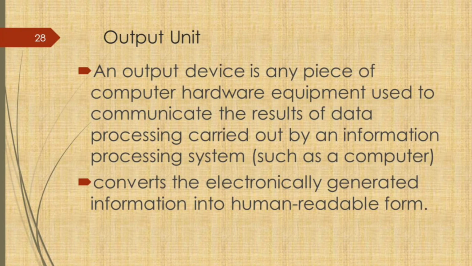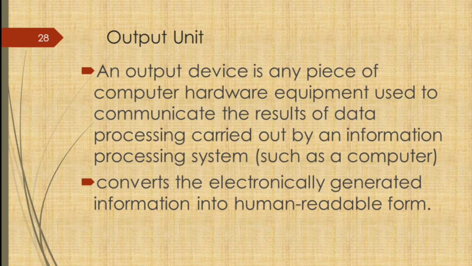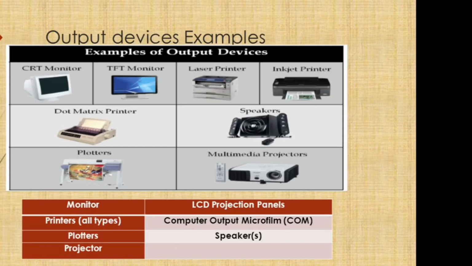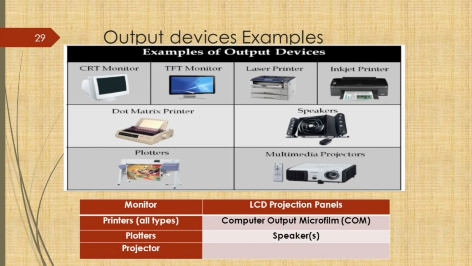Output unit. An output device is any piece of computer hardware equipment used to communicate the results of data processing carried out by an information processing system such as a computer. It converts the electronically generated information into human readable form. Output device examples: CRT monitor, TFT monitor, laser printer, inkjet printer, dot matrix printer, speakers, plotter, multimedia projector, LCD projection panel.